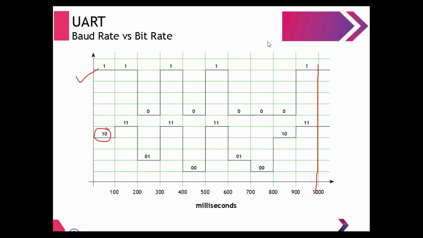If somebody asks you, you can say, in the case of baud rate, only one bit can be transmitted per instant, just a single bit. But in the case of bit rate, you have multiple bits per instant. This is the basic difference between baud rate and bit rate. Anyway, in this context, we are referring to baud rate as bit rate also because we are transmitting bits per second.